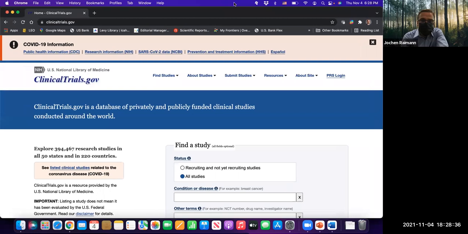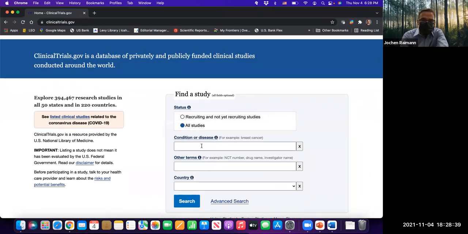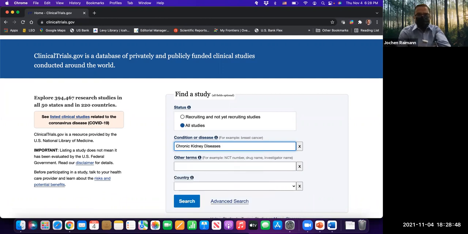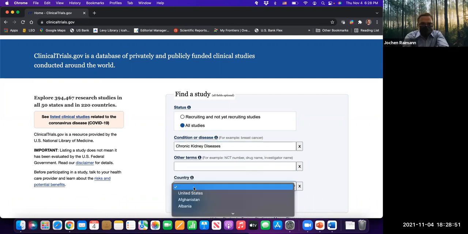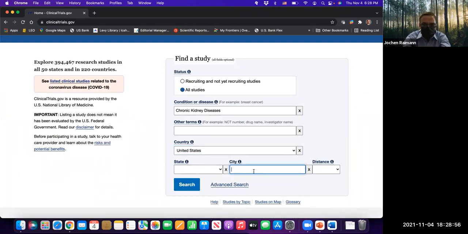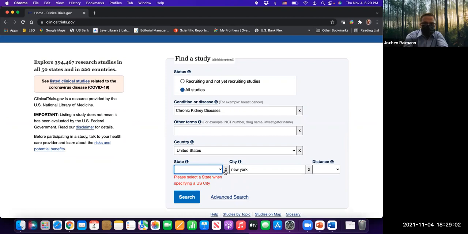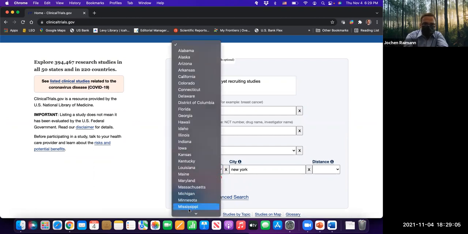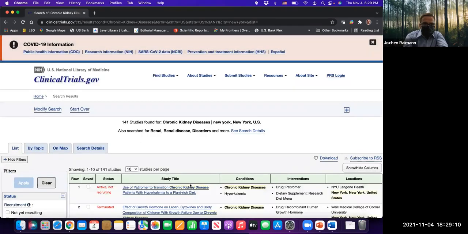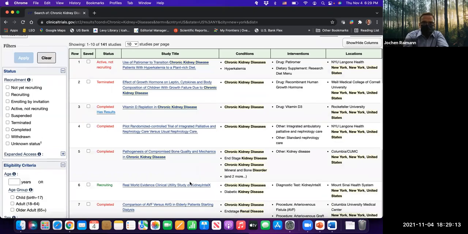Is that a little better? So essentially, for all studies, you look for chronic kidney disease. You can look up all chronic kidney disease studies that are currently being conducted in New York. As if there were that many New Yorks, right? Okay. So these are the CKD studies that are currently conducted here in the US.